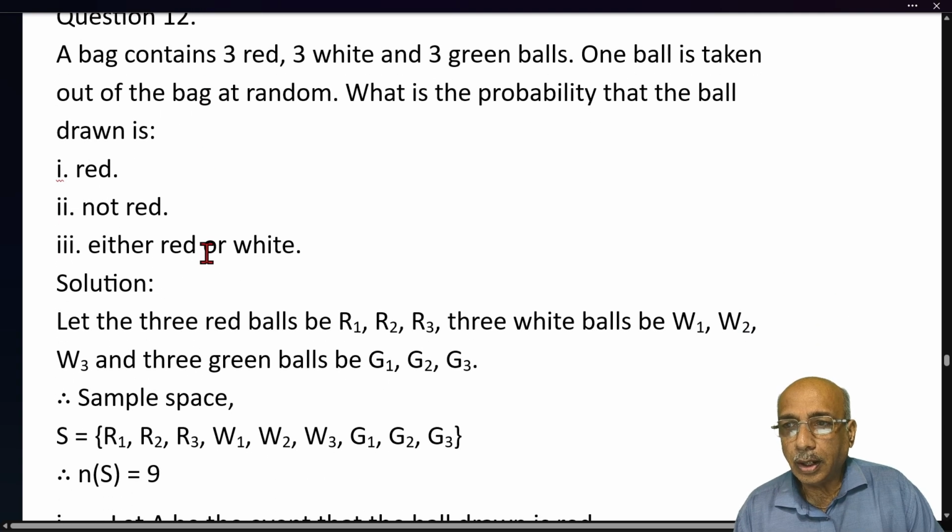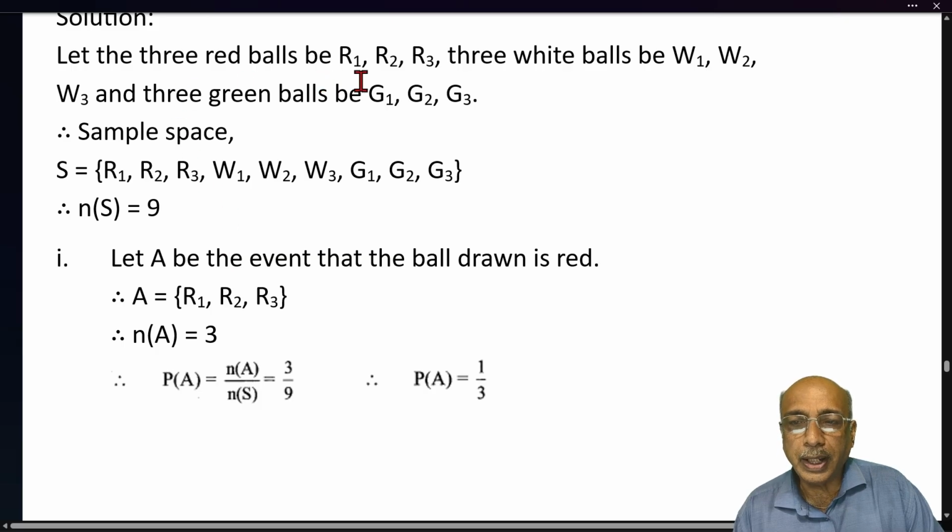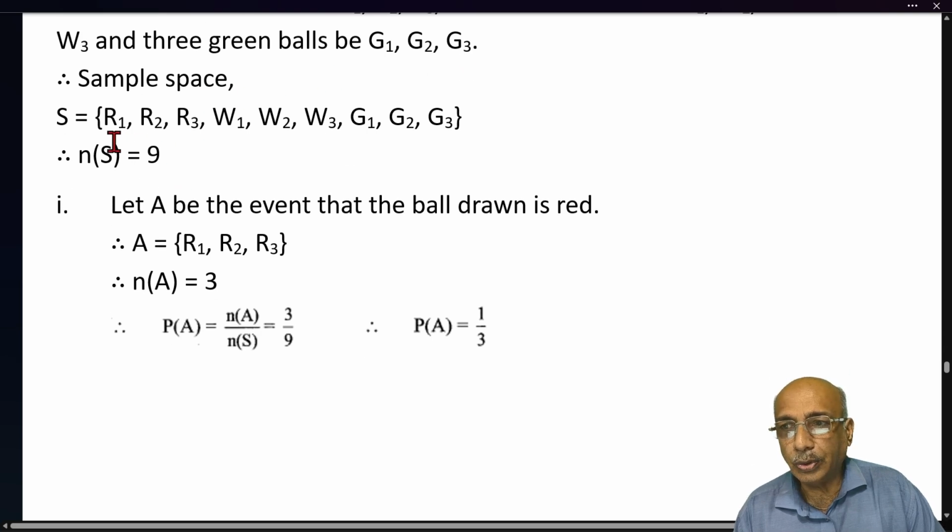Next problem. A bag contains 3 red, 3 white and 3 green balls. One ball is taken out of the bag at random. What is the probability that the ball drawn is? The 3 events are given: red, not red, either red or white. Solution: let the 3 red balls be R1, R2, R3, 3 white balls be W1, W2, W3 and 3 green balls be G1, G2, G3. Therefore, sample space S equals to R1, R2, R3, W1, W2, W3, G1, G2, G3. Therefore, n of S equals to 9.